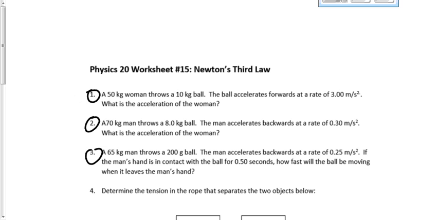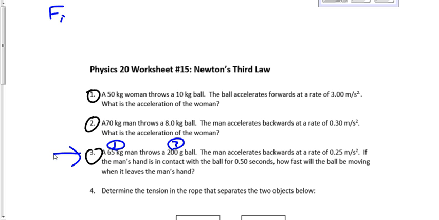Let's have a look at number 3, everyone here. It says a 65-kilogram man throws a 200-gram ball. Let's make the man object number 1 and the ball object number 2. The man accelerates backward at a rate of 0.25. The man's hand is in contact with the ball for 0.5 seconds. How fast is the ball going to be moving when it leaves the man's hand? I named them 1 and 2, I guess, rather than A and B. All right, not a big deal.